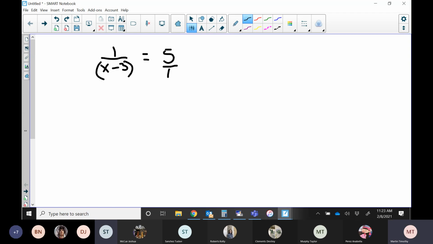Would you distribute the 5? Yep, and that's part of what? Do you remember what I called that? Since they're set equal to each other, what is this process called? Isn't it cross... Yep, cross. And then what are you doing when you distribute? You're really multiplying. Yeah, so we're going to cross multiply, meaning we're going to multiply these two together, which like you said, you're going to distribute.